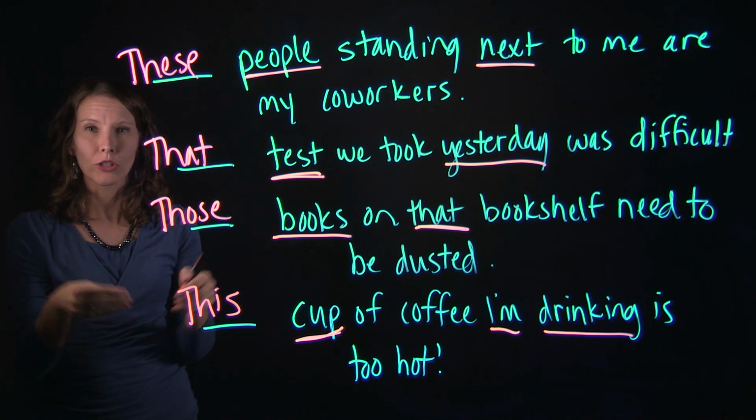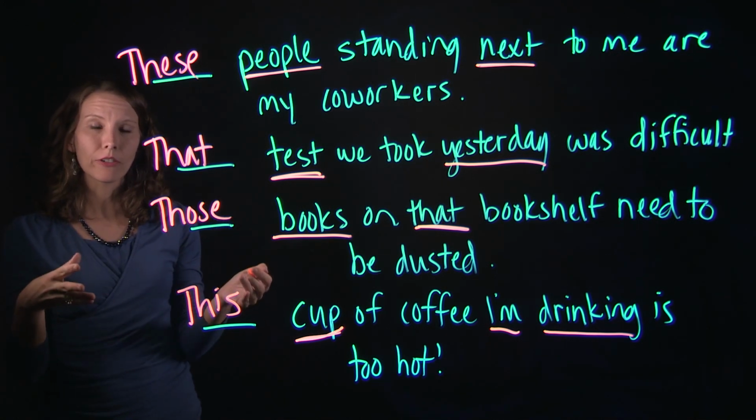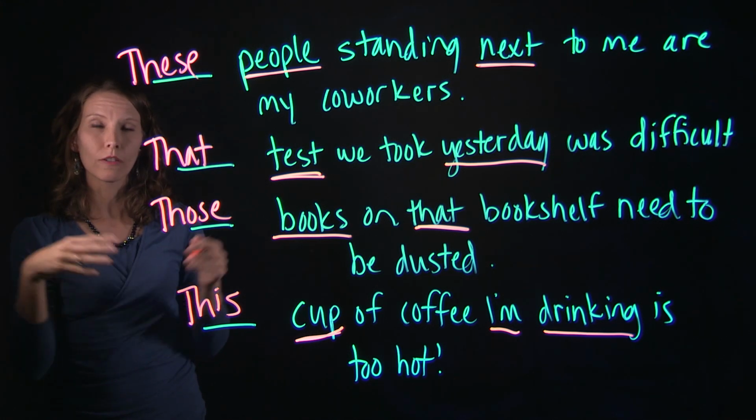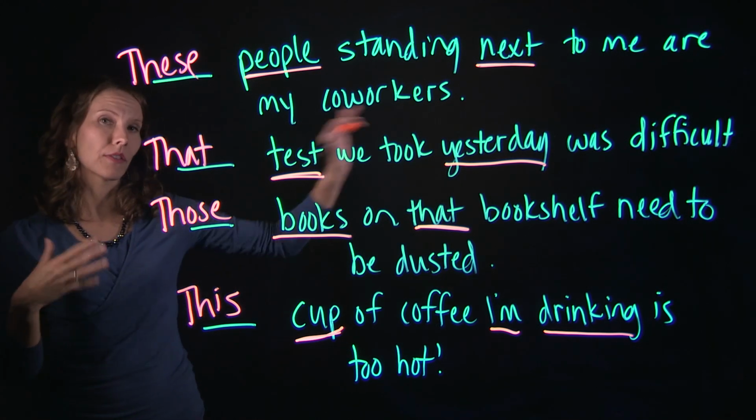Okay, so this lesson talked about when we use these, that, those, and this, what they have in common, which is that they're referring to something specific, something in particular. And the way they differ has to do with whether the thing you're referencing is singular or if it's plural, and whether it's close to you in space and time or whether it's far away.